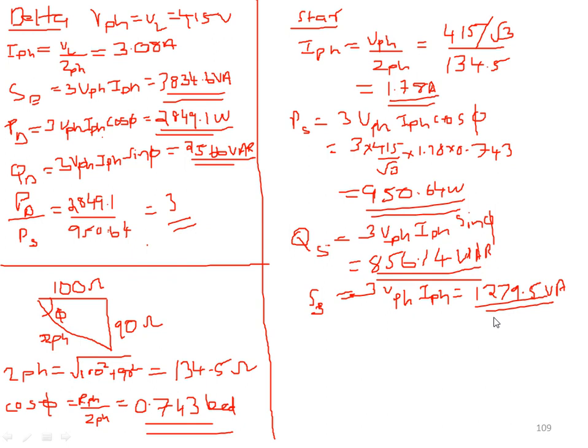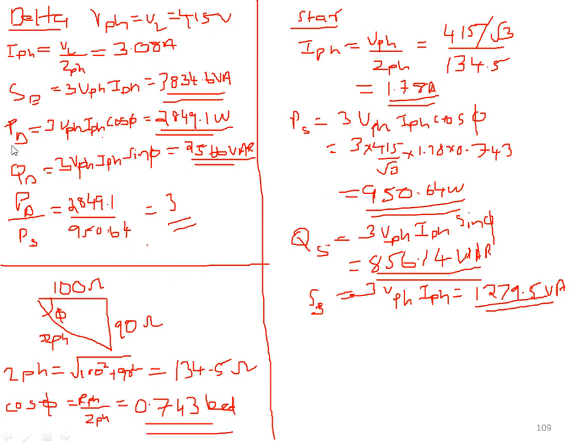Now, coming to delta connection. In the case of delta connection, phase voltage is equal to line voltage. Therefore, phase current is given by line voltage divided by Z phase. That is equal to 3.08 ampere. Now, coming to apparent power in delta. The apparent power in delta connection is given by 3 times V phase, I phase. Here V phase is 415 volt and I phase is 3.08 ampere. Therefore, apparent power in delta is 3.4.6 volt ampere.